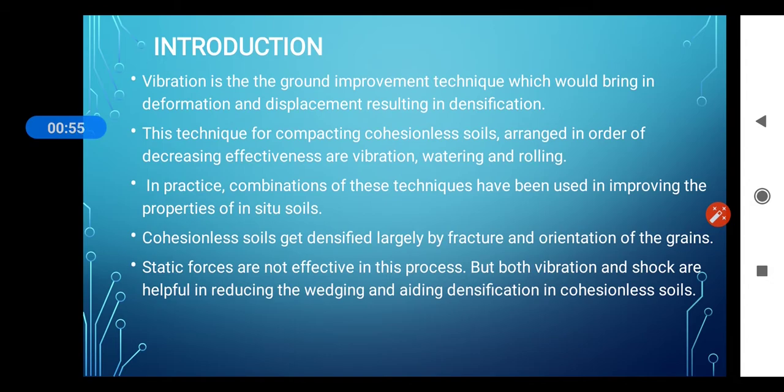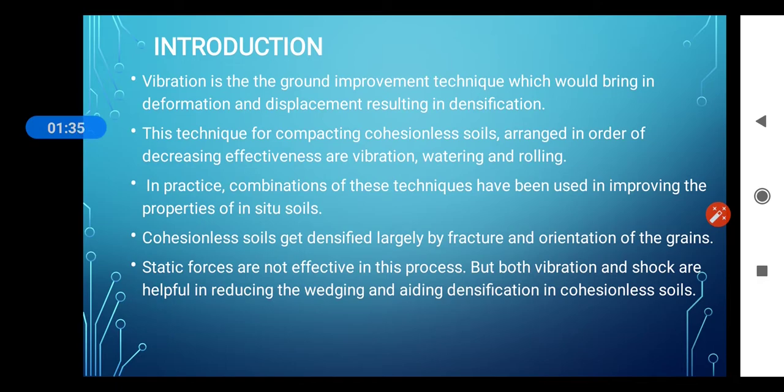What is vibration? Vibration is the ground improvement technique which brings in deformation and displacement, resulting in densification of the ground. The techniques for compacting cohesionless soils, arranged in order of decreasing effectiveness, are vibration, watering, and then compacting through rolling. In practice, a combination of these techniques has been used in improving many properties of the in situ soils.